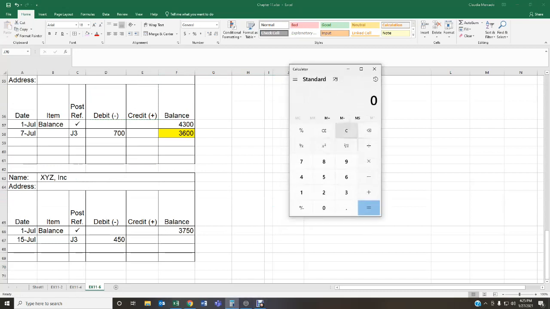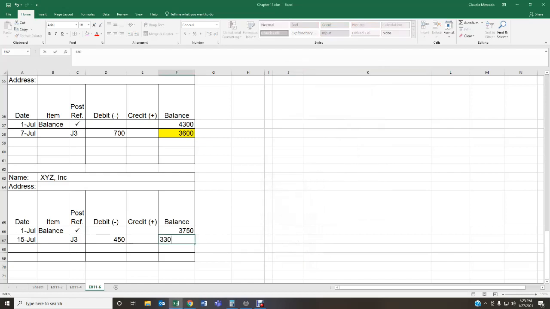So I'm going to get my $3,750 minus my $450. That's going to give me a balance of $3,300. That tells me that I used to owe XYZ company $3,750. I returned $450 back to them. Now I only owe them $3,300.